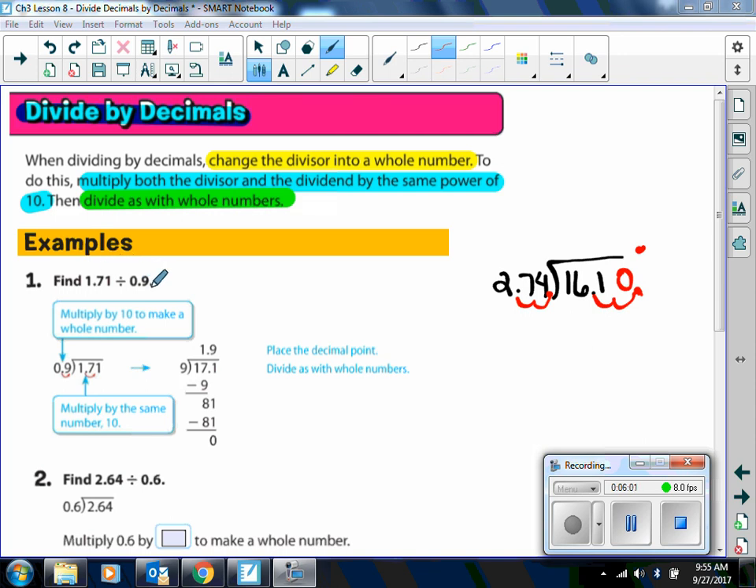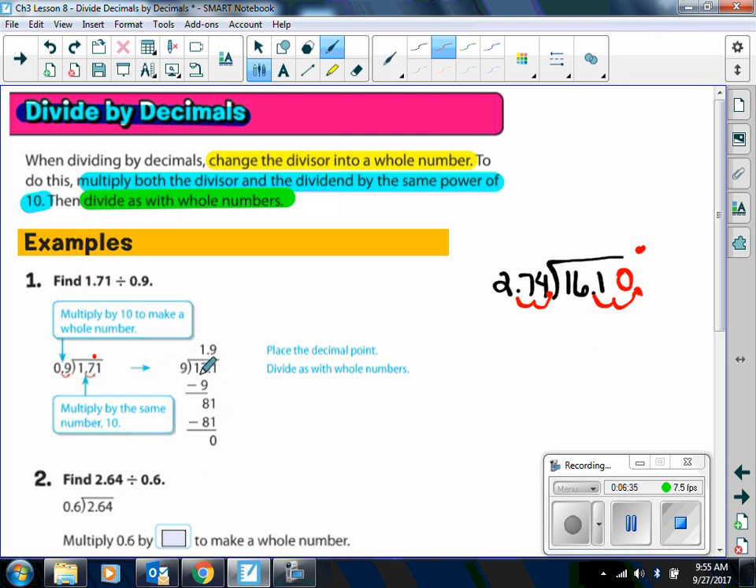1.71 divided by 0.9. So here, just like in the example that we did over there, we're going to move the decimal until the 9/10ths becomes a whole number. So we're going to move the decimal over 1 time. So now it's 9. You see that? And then I have to match that up in the dividend. So the decimal here needs to move to the right once, and the decimal in your answer is going to go between the 17 and the 1 there. You see that? So then you just divide like normal.